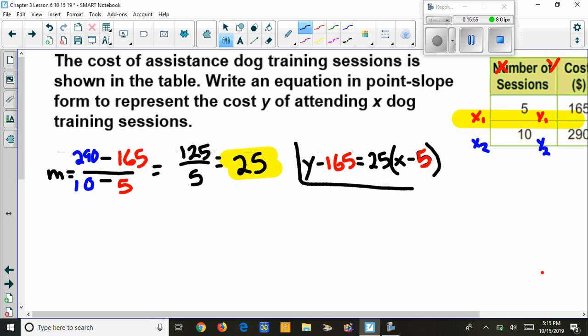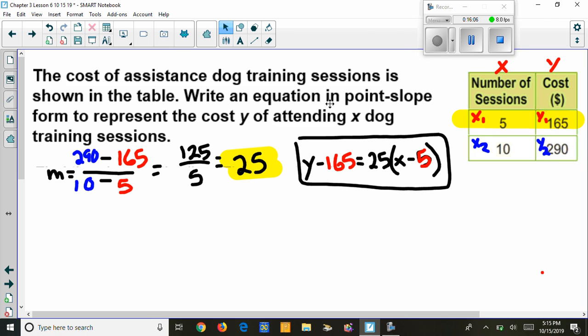I'll go ahead and box that in just to kind of have an idea. And that's just the point slope form that they wanted. Looking at this again, they did not want us to find anything else, just the point slope form. But if we needed to, we could turn this into slope intercept form.